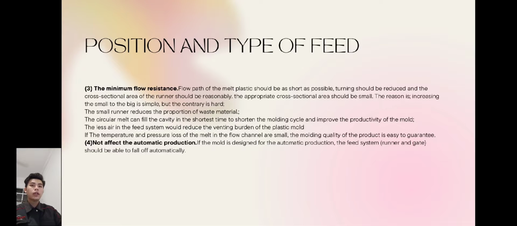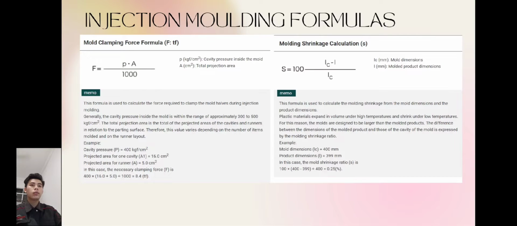Number four, not affect the automatic production. If the mold is designed for automatic production, the feed system, runner and gate should be able to fall off automatically. This is the injection molding formulas.